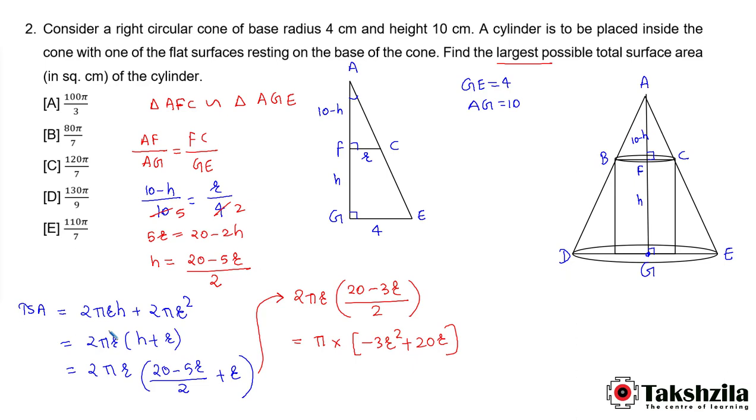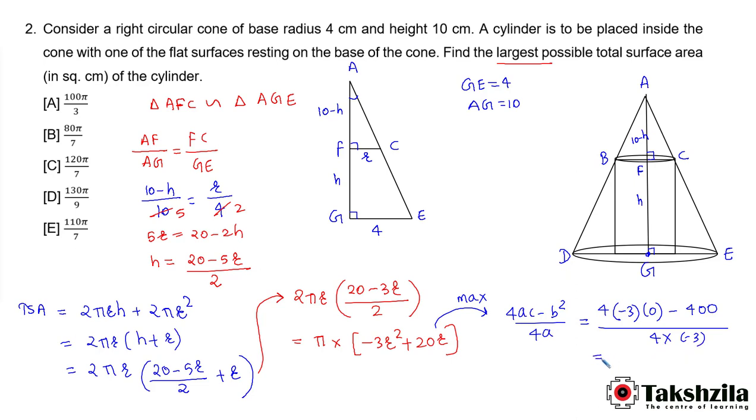Now we need to find the maximum value of total surface area. So how to find the maximum value of a quadratic expression? Over here the coefficient of r square is negative. So the formula to find the maximum value is (4ac minus b square) divided by 4a. So let's put the values over here. 4 into the value of a, which is minus 3, the value of c is 0, minus b square is 400, divided by 4 into the value of a, which is minus 3.